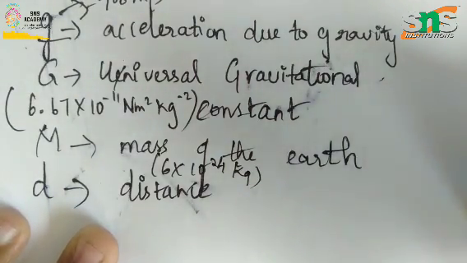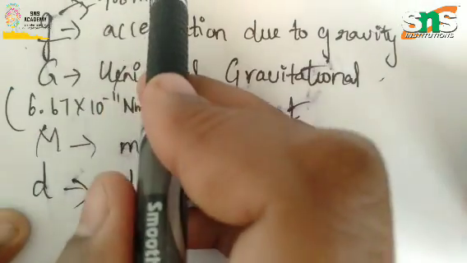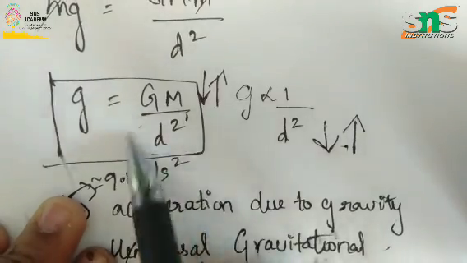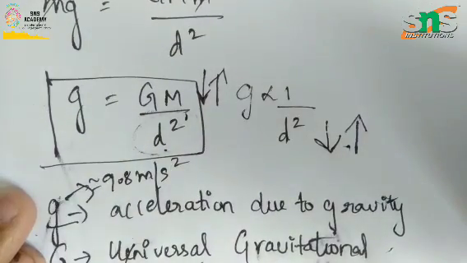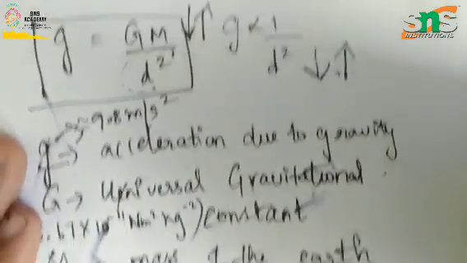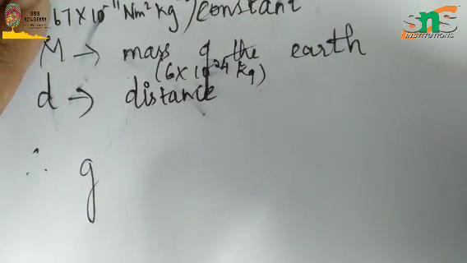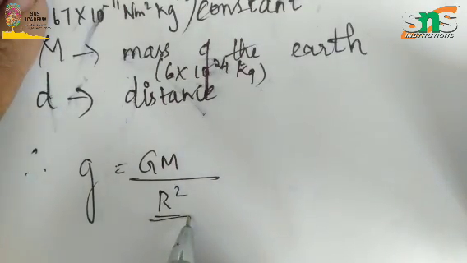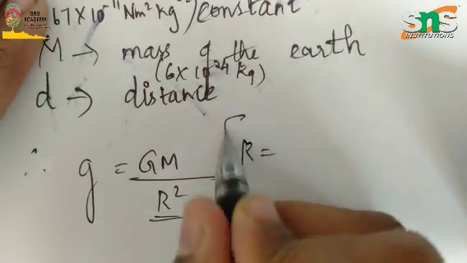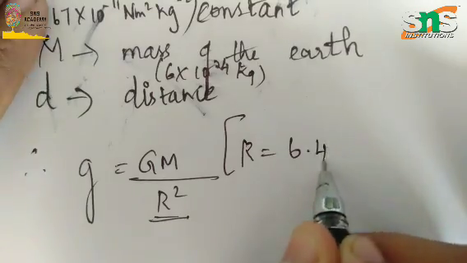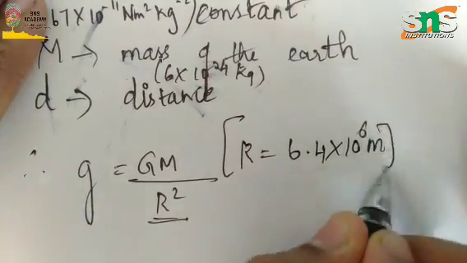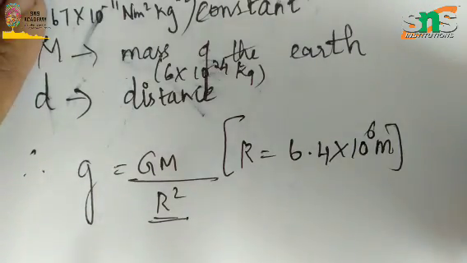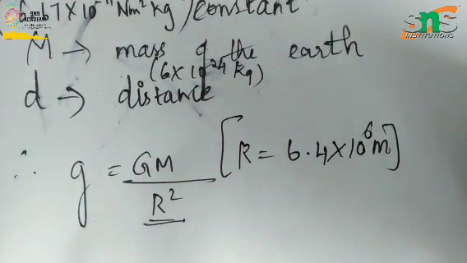Also, instead of d, in certain cases we will be taking the distance as the radius of the earth. So in certain cases we will be taking this formula also: g is equal to GM by r square, where r is the radius of the earth, and the value is 6.4 into 10 to the power 6 meter. On substituting all these values, you will be getting the answer for g as 9.8 meter per second square.